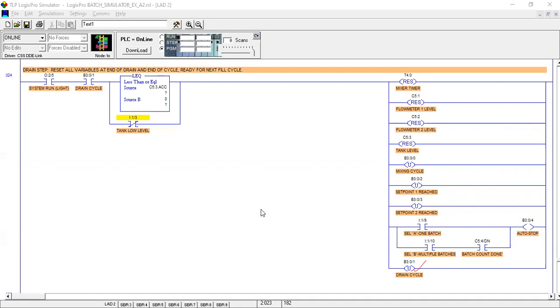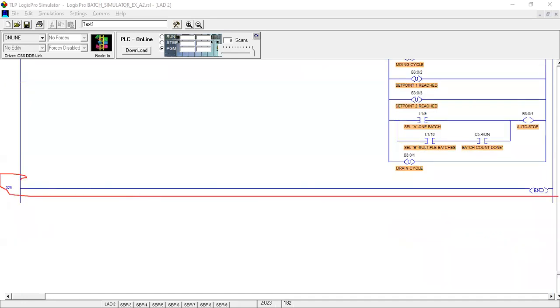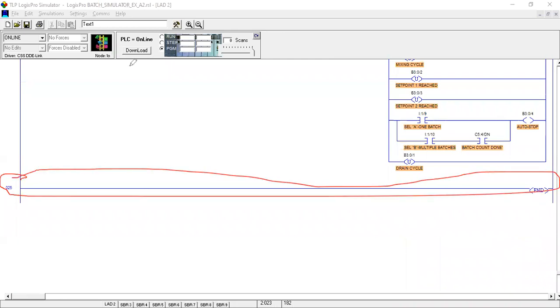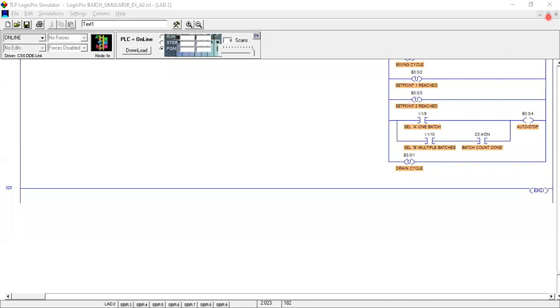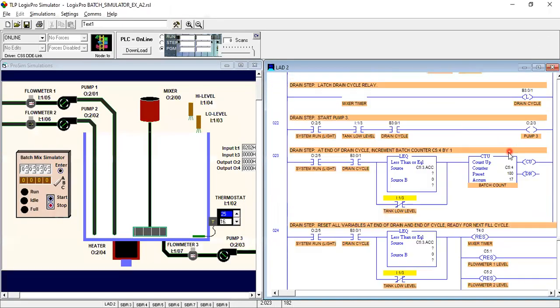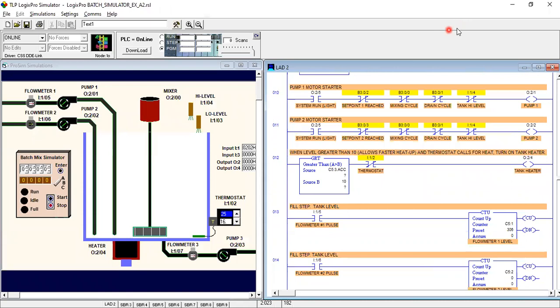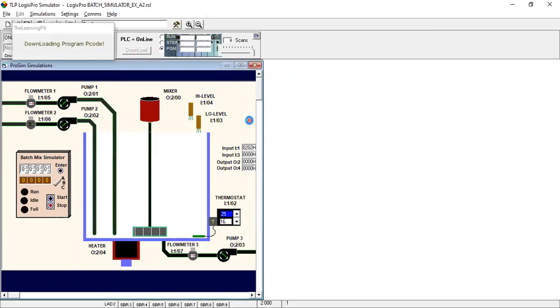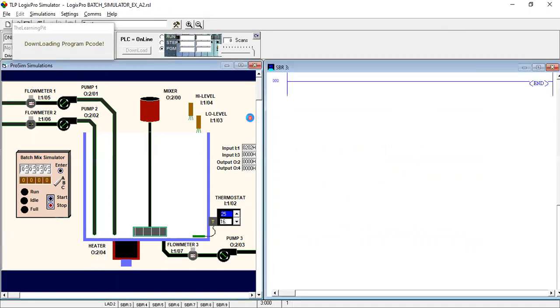And in the last rung, as you can see, this rung shows the ending of the program. So this is our whole program that we had to discuss. And now we are going online with our program.